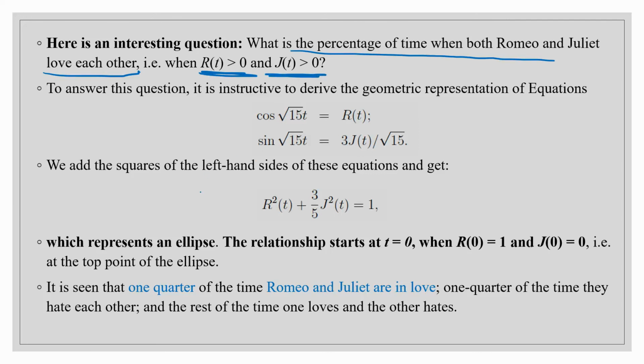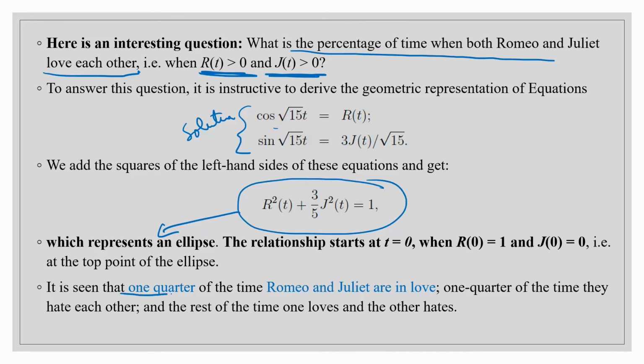So this is our solution, and if you square and add them, you will get an equation like this, and this represents an equation of an ellipse. Now if you draw the graph of this ellipse, you will find that for a quarter of the time Romeo and Juliet are in love, for a quarter they hate each other, and the rest of the time one loves and the other hates. I will show you the figure also.